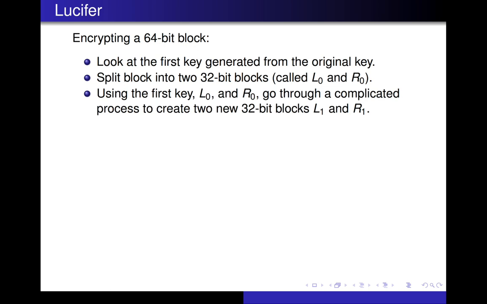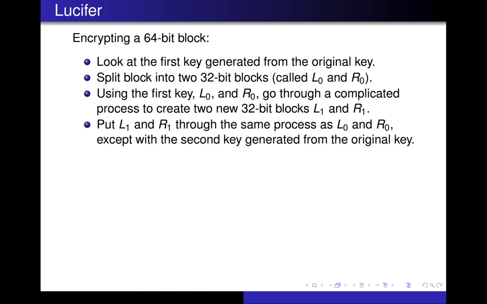Using the first key and L0 and R0, we go through a really complicated process to create two new 32-bit blocks called L1 and R1. Then what we're going to do is put L1 and R1 through that same process as we did with L0 and R0 to get another pair of blocks, except this time, instead of using that first key generated by the original key, we're going to use the second one. Right? We're going to end up with an L2 and an R2. Again, each of those is 32 bits.